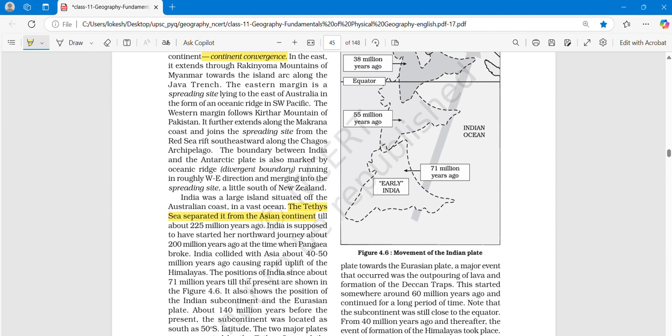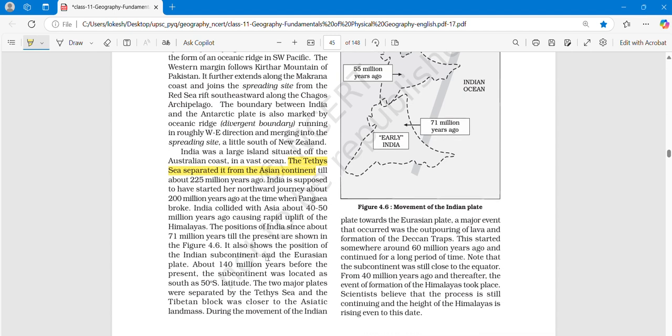It also shows the position of the Indian subcontinent relative to the Eurasian plate. About 100 million years ago, the present subcontinent was located far south, as the major plates were separated by the Tethys Sea. The Tibetan block was closer to the Asiatic landmass than the Indian plate. The major event that occurred was the outpouring of lava and formation of the Deccan traps. This started somewhere around 65 million years ago and continued for long. The subcontinent was still close to the equator 40 million years ago. Scientists believe that the process is still continuing and the Himalayan height is rising at a steady rate.